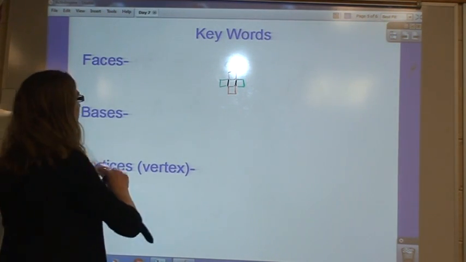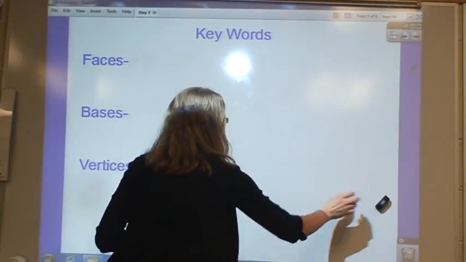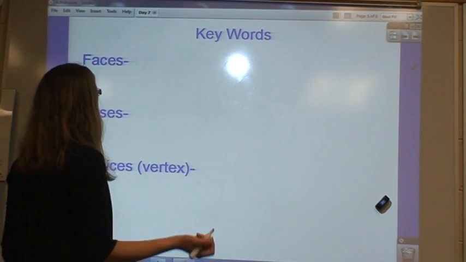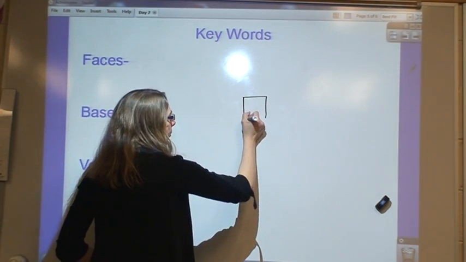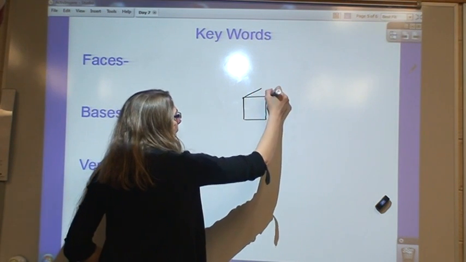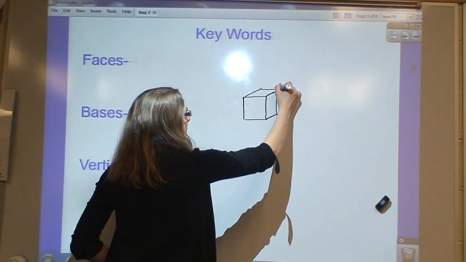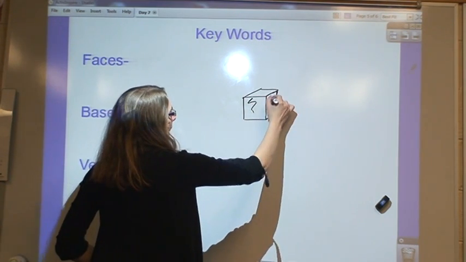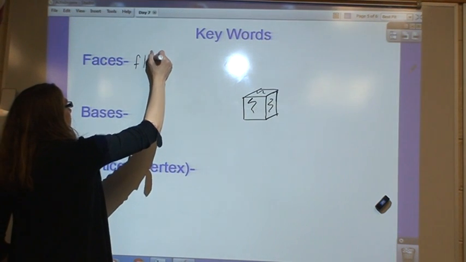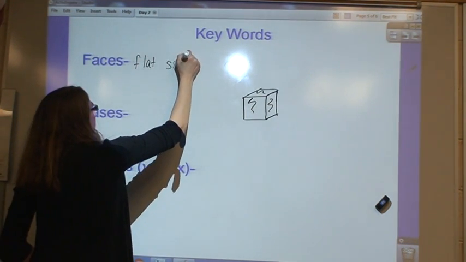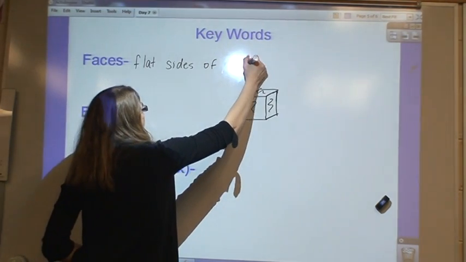Here's some keywords that you are going to need to know. And I wish that I had been smart and left a shape on here so I don't have to draw it, but I'm going to go ahead and draw a cube because it's the only thing I can sort of draw in 3 dimensions relatively well. So if this is my cube, the faces are the flat sides, I guess would be the best definition. So I'm going to say the flat sides of a shape.